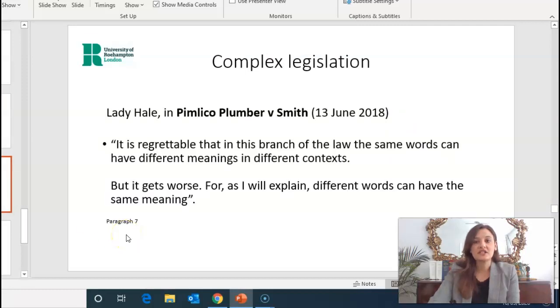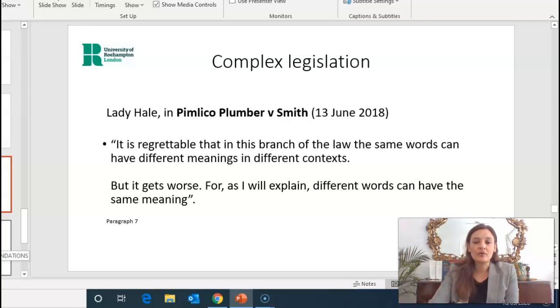The legislation is extremely complicated. As Lady Hale herself said in the Pimlico case, where she said it's regrettable that in this branch of law, the same words can have different meanings in different contexts, but it gets worse because different words can have the same meaning sometimes. And that was in paragraph 7 of her judgment, but it really does highlight how convoluted really the area has become.